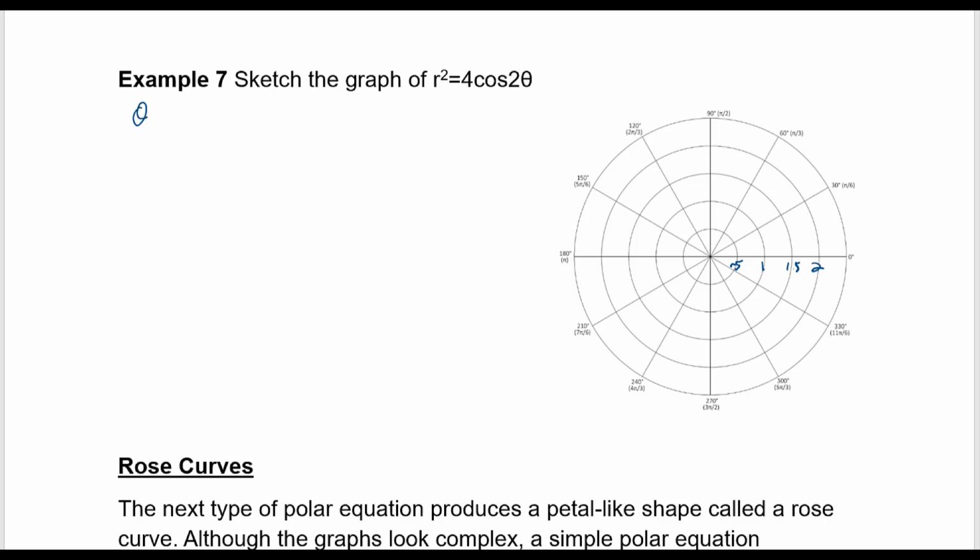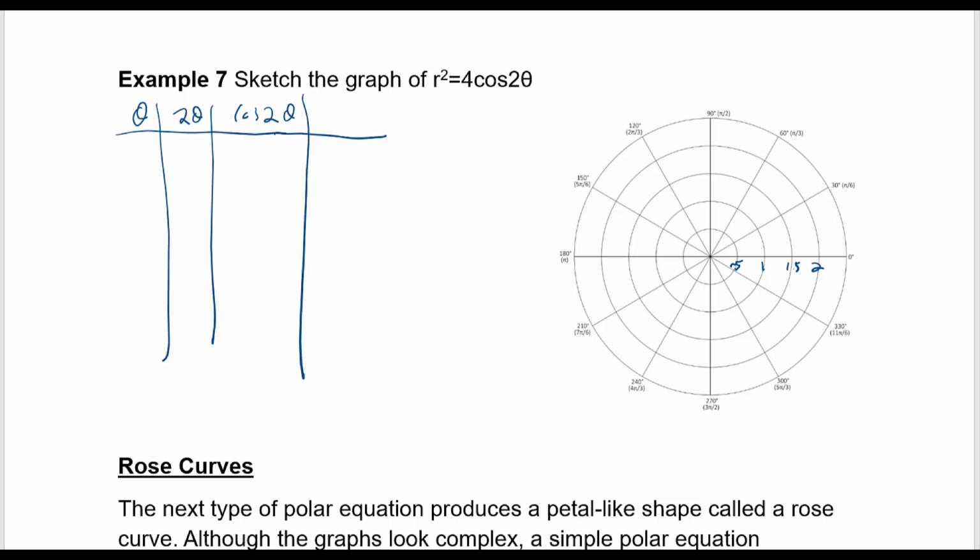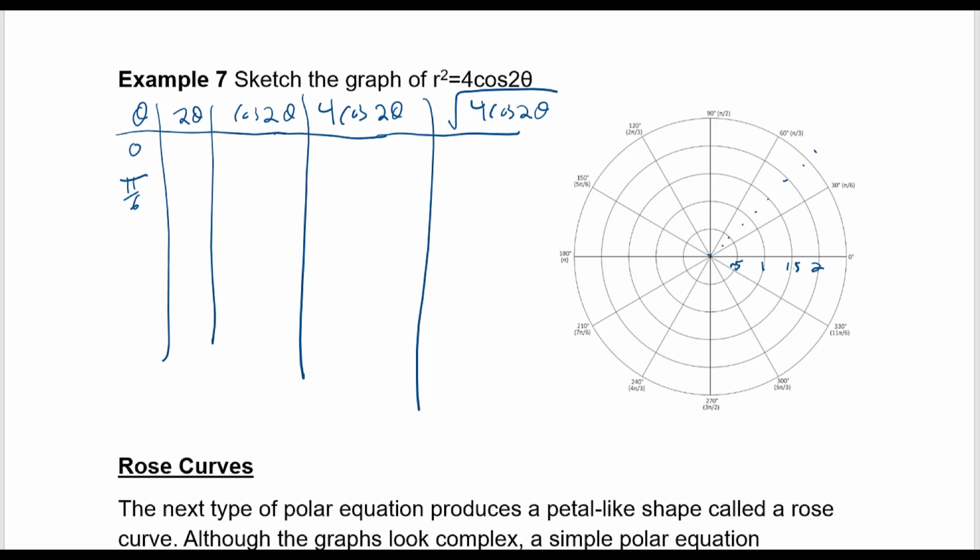So let's go ahead and plot some points. We'll do theta. We'll do 2 theta. Ooh, check that out. We'll do cosine of 2 theta. And then we will do 4 times cosine of 2 theta. And then to get r, it's going to be the square root of that. So the square root of 4 cosine of 2 theta. So we have 0, pi over 6. I'm going to put pi over 4 in here this time, even though I don't have that line.